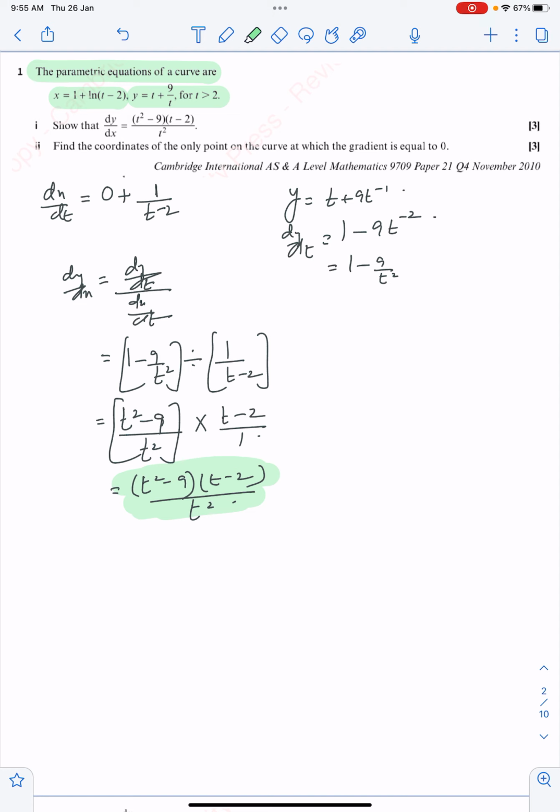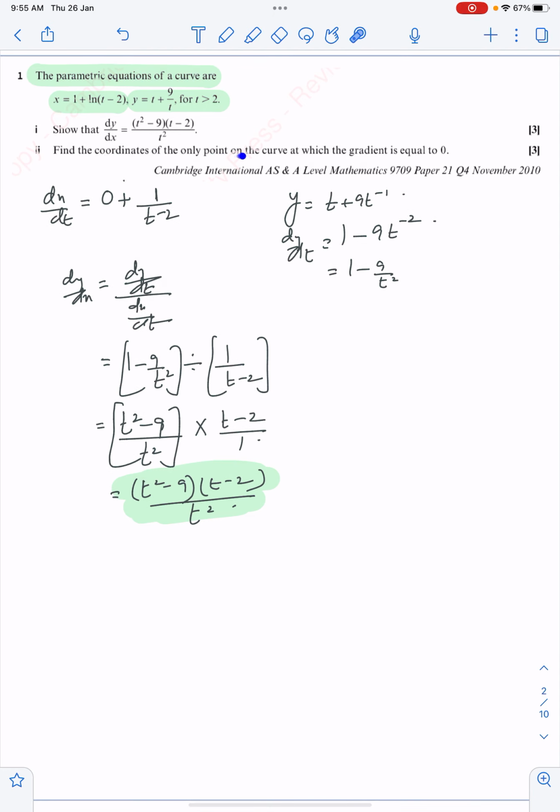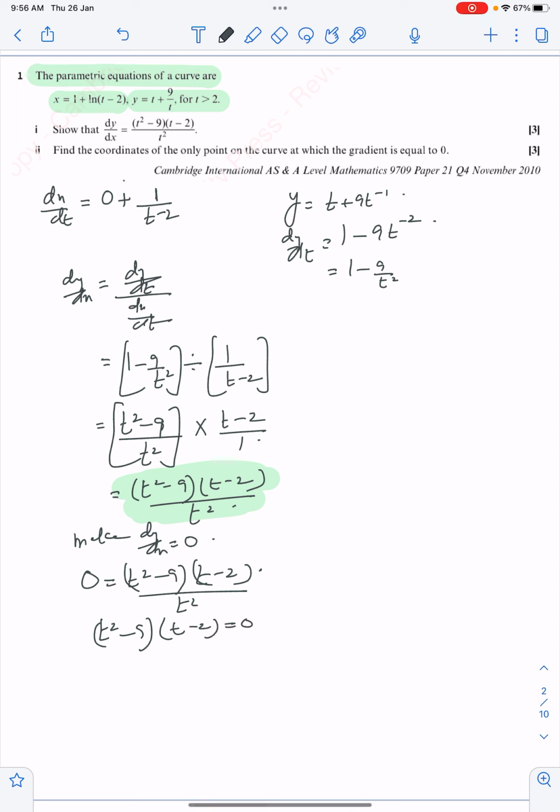Okay. In the second part, they are saying find the coordinates of the only point on the curve at which the gradient is equal to 0. So you have to make dy by dx equal to 0. I'm writing it down here. Make dy by dx equal to 0, so 0 equals (t squared minus 9) into (t minus 2) upon t squared. (t squared minus 9) into (t minus 2) equals 0.